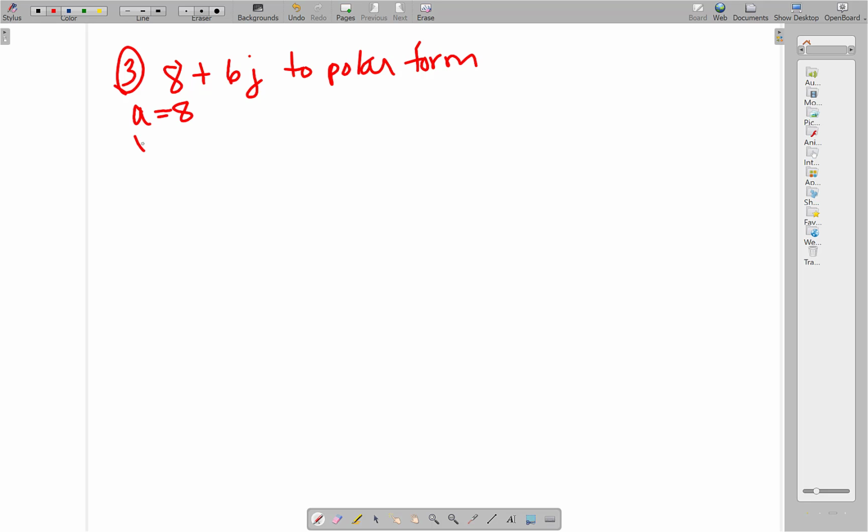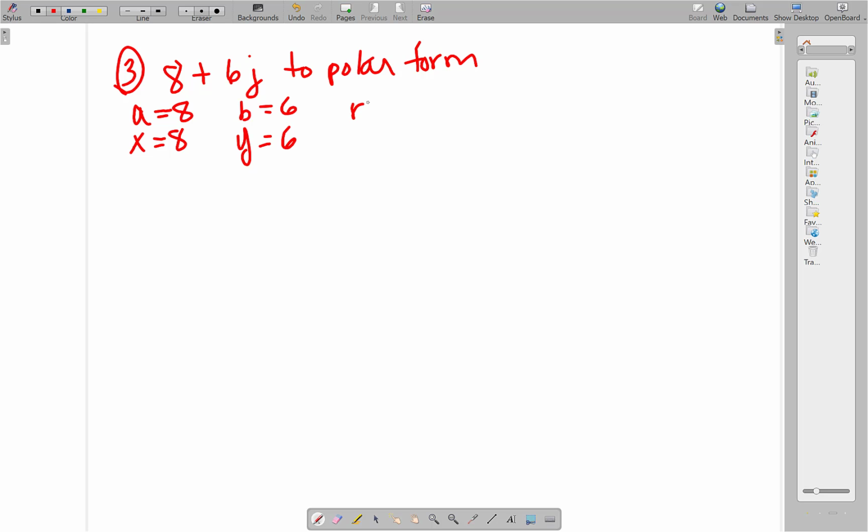Sometimes we call that x is 8. A or x, it doesn't really matter. B is equal to 6. B is always the imaginary part with the j, or sometimes we call that y is 6. To figure out how to write rectangular form into polar form, you first have to go back to your study of vectors, and we have to find r.